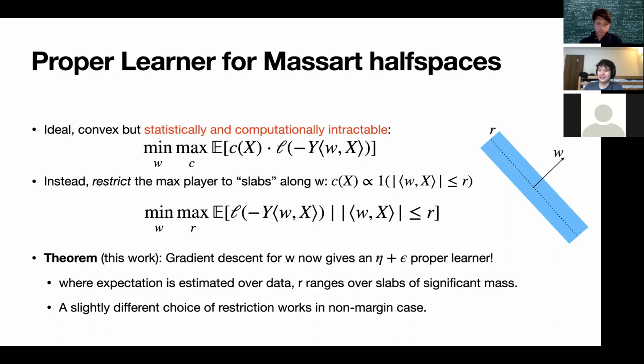Is it the case that you still get a proper learner when there's no margin? Yeah. So by running basically ellipsoid for W and this other more complicated strategy for the max player, we do get a proper learner for the no margin case. It depends on the bit complexity, because in linear programming, we always depend on bit complexity.